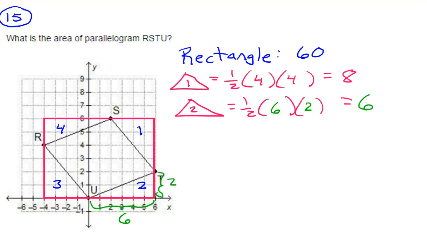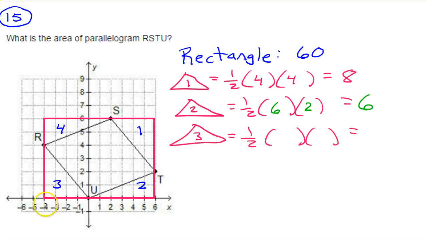Okay, now triangle number 3. 1/2 base times height. Alright, for triangle number 3, this is the base, and that is 4, and this is the height, and that is also 4. Alright, so it's the same thing that we had up top. Okay, so again that's going to be 8. And you know what, I'm betting because of symmetry that triangle number 4 is going to be just like triangle number 2.